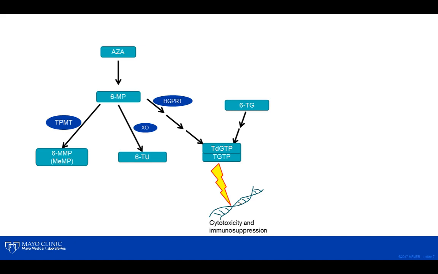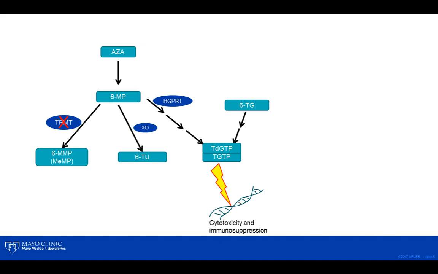Alternatively, in a multi-step pathway initiated by hypoxanthine guanine phosphoribosyl transferase, 6-mercaptopurine can be converted into the active 6-thioguanine nucleotides, shown here as TDGTP and TGTP, which can ultimately be incorporated into DNA, resulting in cytotoxicity and immunosuppression.